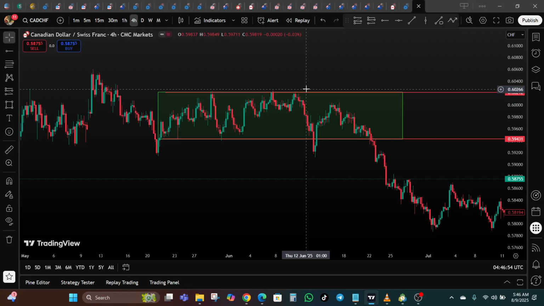If you had sold here, you would have made some gains. If you had bought here, you would have made some gains. But if you had bought here, you would have gotten stopped out, right? And then if you had bought here, you'd have gotten stopped. So that's the reason why you need to always prepare for the breakout, because at some point that breakout will happen. So just prepare for it.